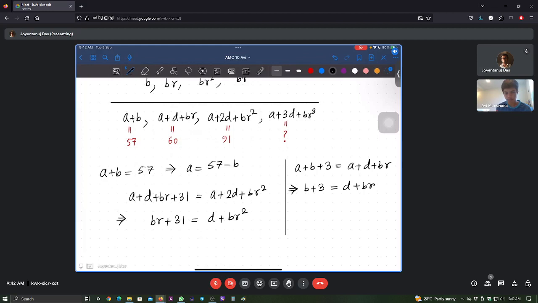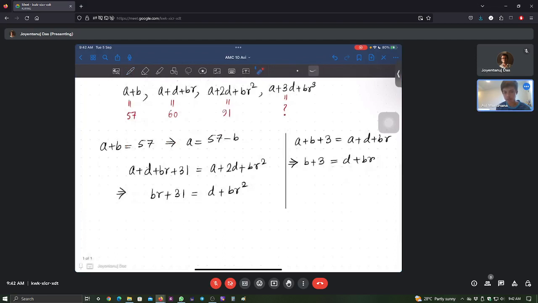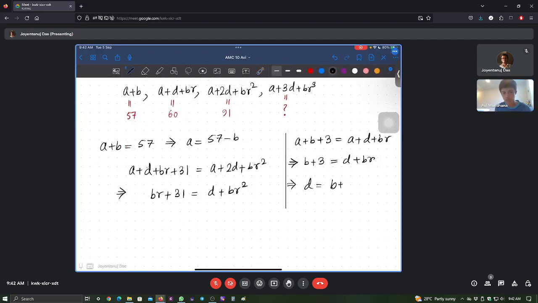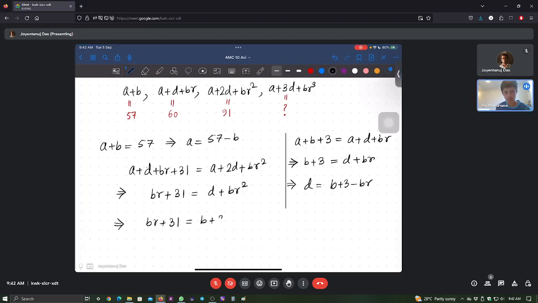But my observation is, we can replace d. That is easier, right? d is definitely easier. So from here I get d equals b plus 3 minus br. So what I can do is br plus 31 is equal to b plus 3 minus br plus br squared.